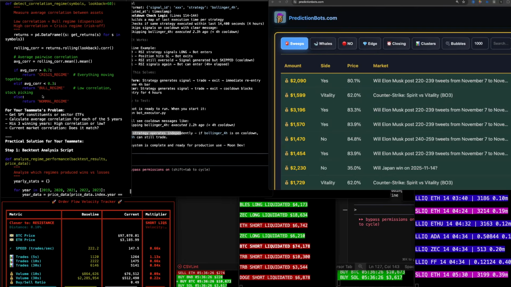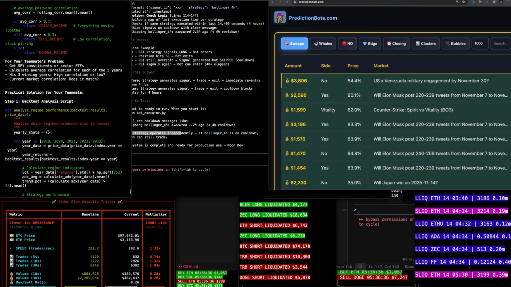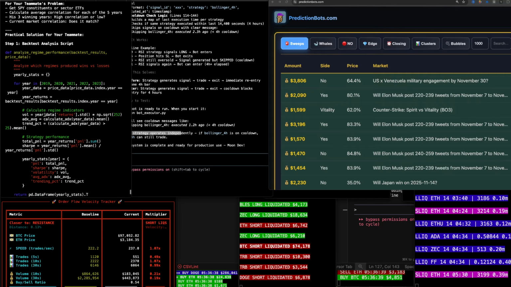For your teammate's problem, get the SPY and calculate average correlation. In the winning 3 years, is it high correlation or low correlation? Does it match now? Practical solution for your teammate. Okay, so here's a practical solution.